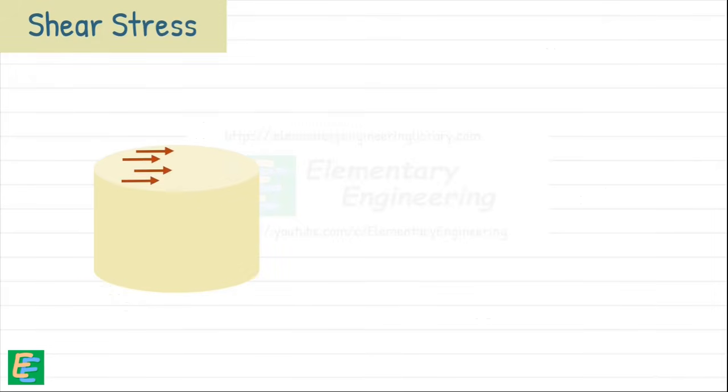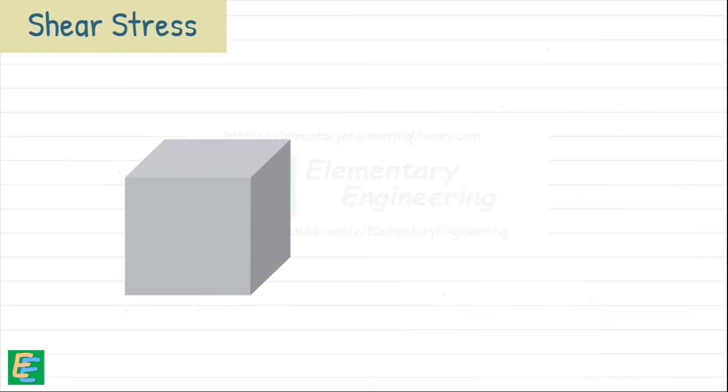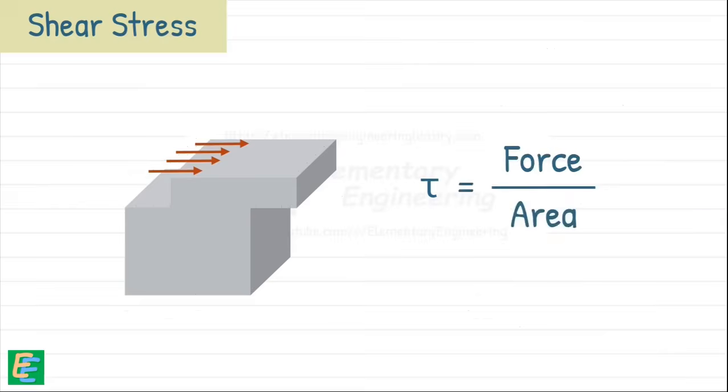On the other hand, shear stress occurs when a force is applied parallel to the cross-section of a material, causing it to deform or slide in a shearing motion. Shear means to cut or divide something into two parts, especially by sliding one part over the other. So when a material or soil experiences shear stress, the stress tries to move and slide part of the soil mass relative to the rest of the soil mass. It is denoted by the Greek letter tau and is also defined as force per unit area.